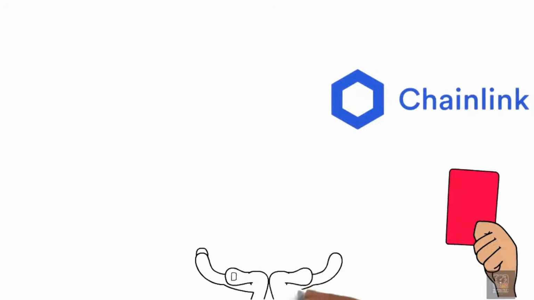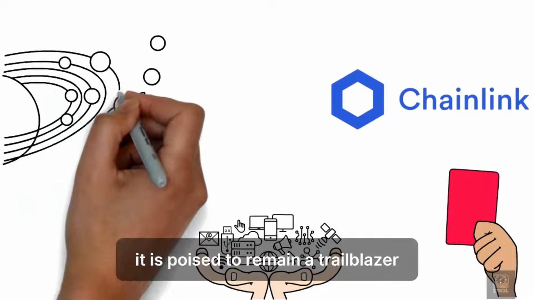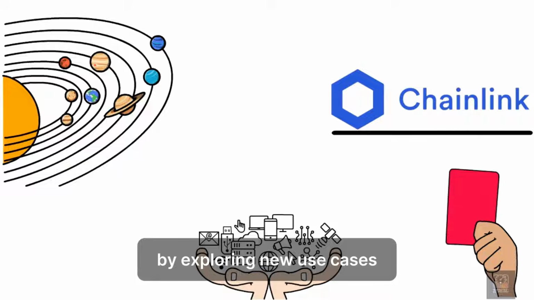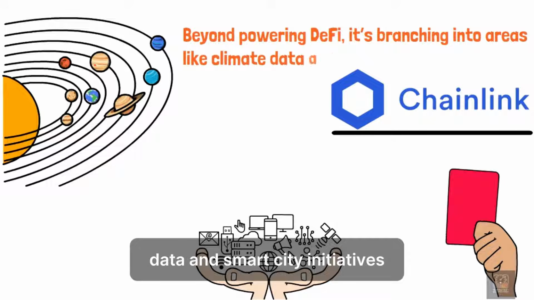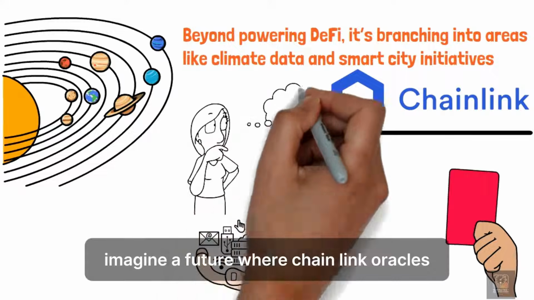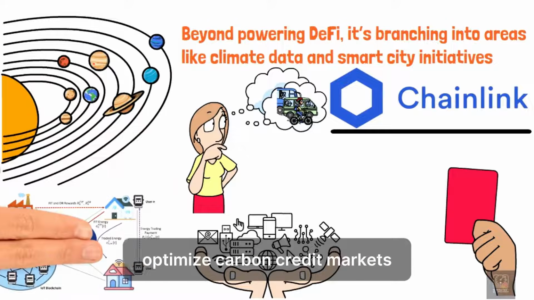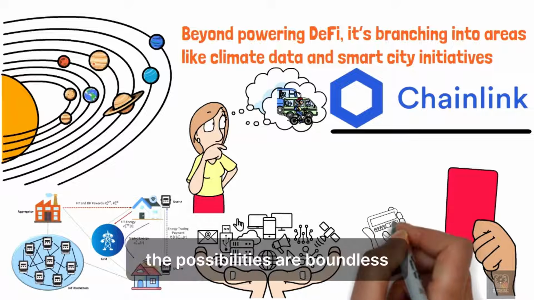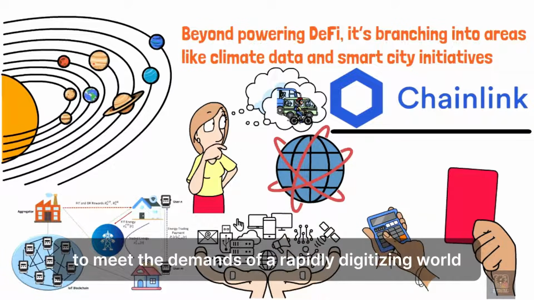Despite these challenges, Chainlink's future shines brightly. With ongoing innovations and a flourishing ecosystem, it is poised to remain a trailblazer in the Oracle space. Chainlink is also expanding its horizons by exploring new use cases. Beyond powering DeFi, it's branching into areas like climate data and smart city initiatives. Imagine a future where Chainlink oracles facilitate automated traffic management, optimize carbon credit markets, and enable seamless communication across IoT devices. The possibilities are boundless as Chainlink evolves to meet the demands of a rapidly digitizing world.